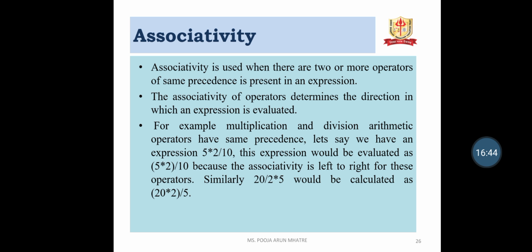For example, multiplication and division arithmetic operators have the same precedence. So let's say we have the expression 5 multiplied by 2 divided by 2. This expression should be evaluated as 5 multiplied by 2, then divided by 2, because of left to right associativity for these operators. Similarly, 20 divided by 2 multiplied by 5 will be calculated as 20 divided by 2, then multiplied by 5.